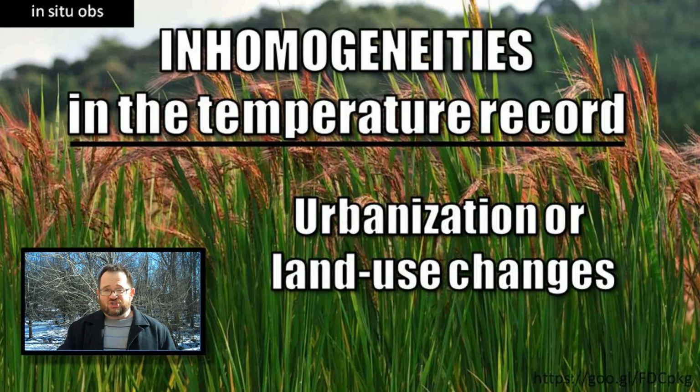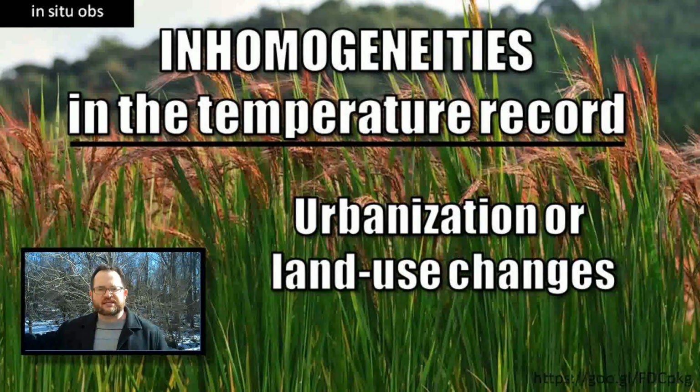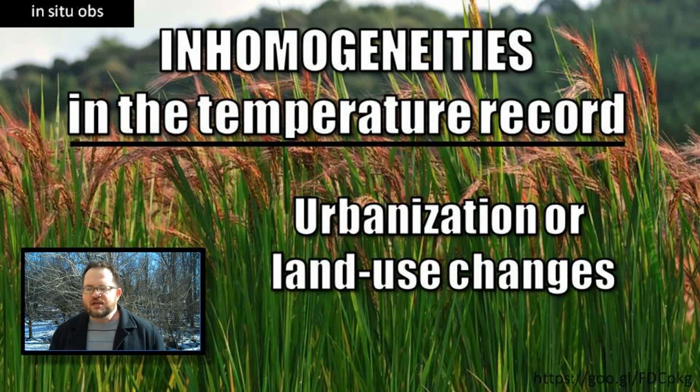Urbanization and land use changes can result in inhomogeneities in situ observations. If your weather station used to be out in an open field, and then one fine day the farmer who owns that field sold it, and they've paved it over to make a new Walmart, well, the temperature at that weather station is going to change because now it's surrounded by concrete. It used to be surrounded by corn, now it's surrounded by concrete. We're going to have more of an urban heat island effect, etc. These kinds of changes due to urbanization and land use can be very abrupt, and they are not global change.